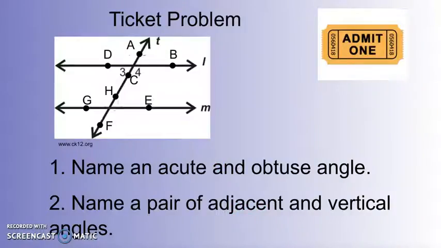Now, here's what I would like you to do. I would like you to name, first of all, an acute angle. So you have to look at this and find an angle within here that's acute. Find one that's obtuse. Then I want you to name a pair of adjacent angles, so ones that are next to each other, or ones that are vertical to each other. And you can name the angle in one of the 4 different ways. Whichever way is best, that's fine with me.